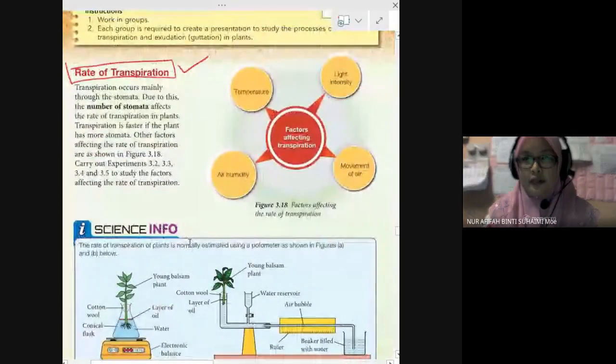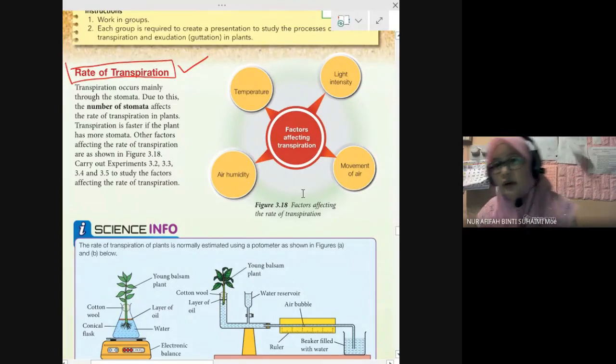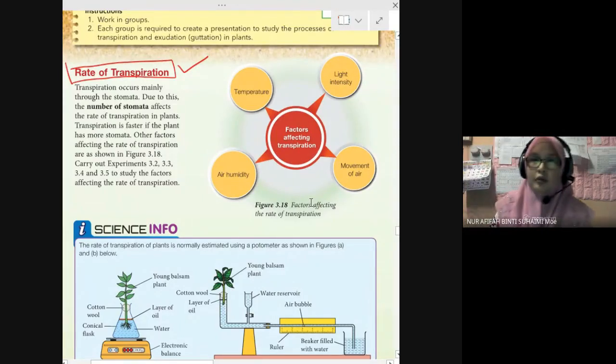Rate of transpiration. Now we go to the factors that affect transpiration. There are 4. Temperature. What happens to the transpiration process if temperature increases?